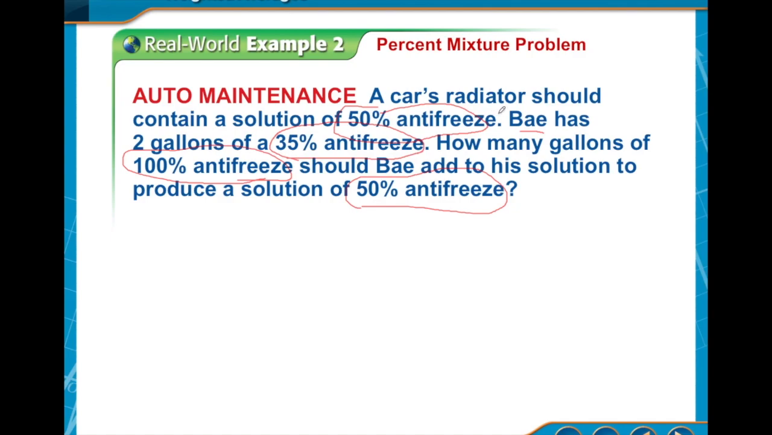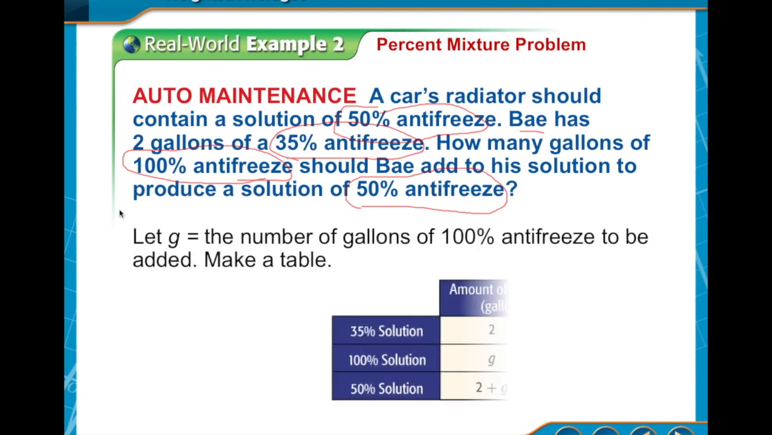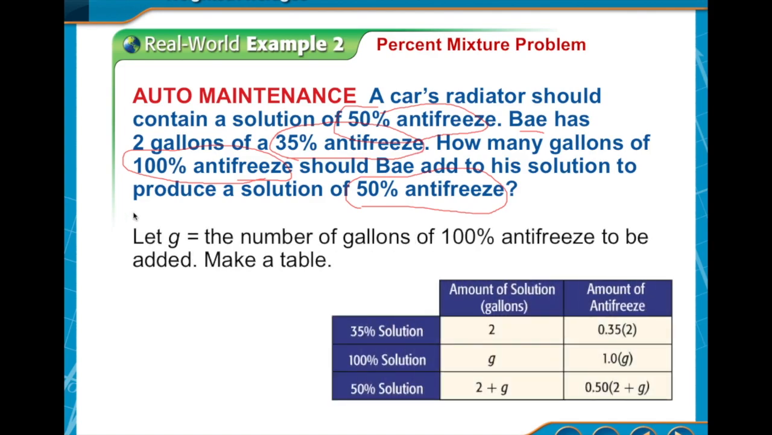So we want 50%. Currently there are 2 gallons of 35% in the car. We want to know how many gallons of 100% do we need to add so that the average is 50. So we're sitting at 35. We've got to add some 100% antifreeze to it, and we want the mixture to come out to 50%. So how much of it do we need to add? In order to find that out, we have to make a table. So we can use G to represent the gallons of 100% that we'll add, and then we'll make a table.